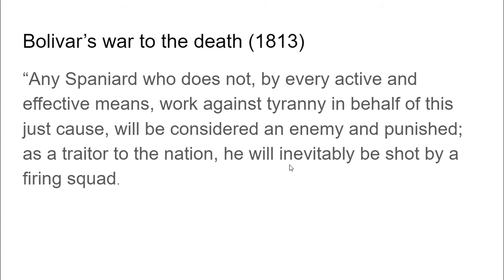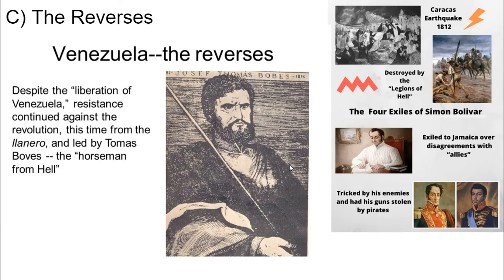Bolivar, in his campaign, alienated a lot of people. One of the things that alienated people is he declared war to the death, which basically said that any Spaniard who does not join us will be put to death. And so his troops executed a lot of Spaniards who were trying to stay neutral, which created a lot of enemies. These enemies were eventually united together by a guy named Tomas Boves, who was able to unite a group of cowboys who lived out on the plains of Venezuela to fight against Bolivar.